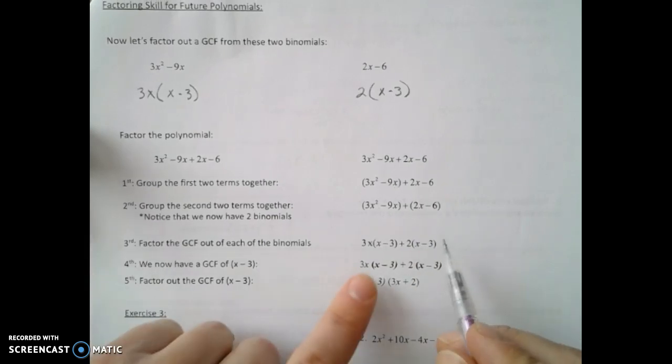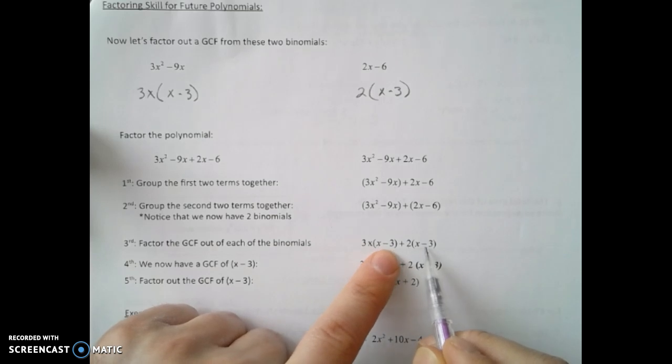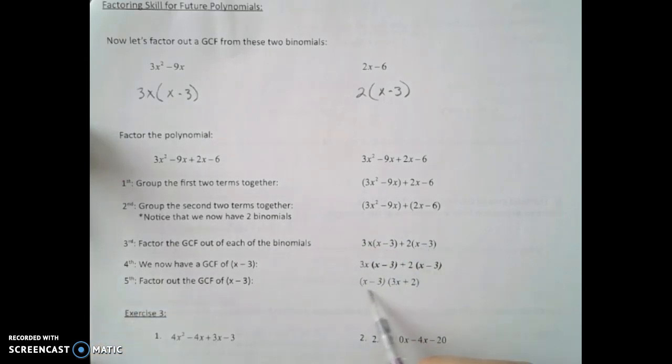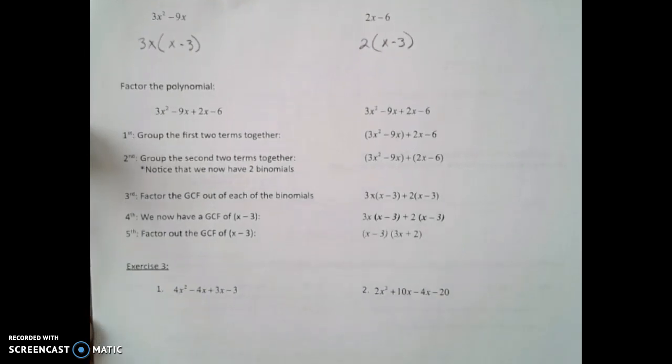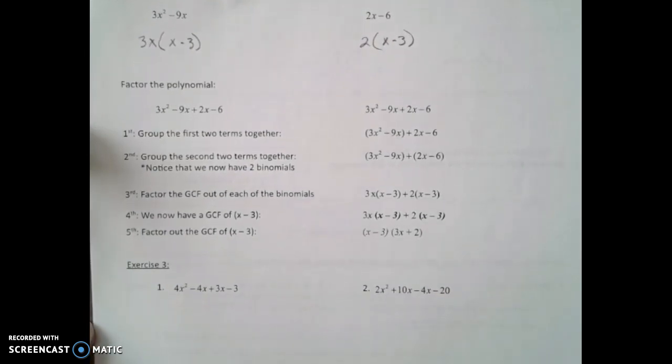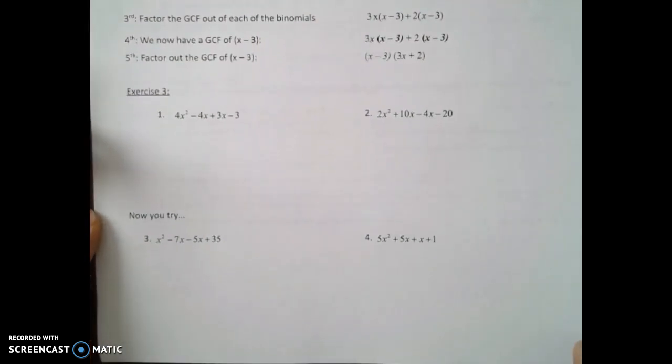Notice when I factor out the GCF that they both have x minus 3 in parentheses. That means that x minus 3 becomes one of the factors, and my other factor is left over with what the GCF was for each pair, 3x and positive 2. 3x plus 2 becomes my other factor. And so by breaking these up into two different problems where I can factor out the GCF, I'm able to factor an entire polynomial. So in example number 3, I'm going to try that.